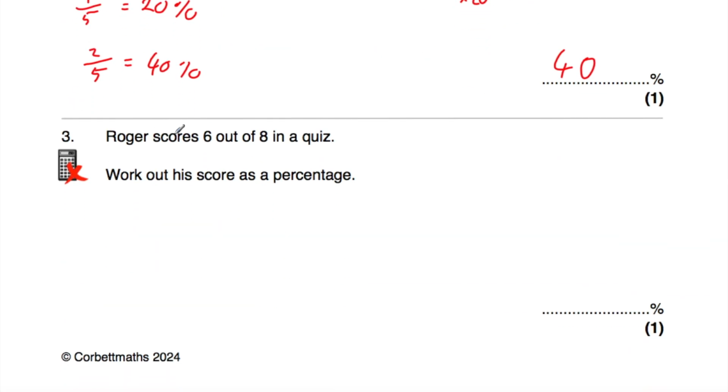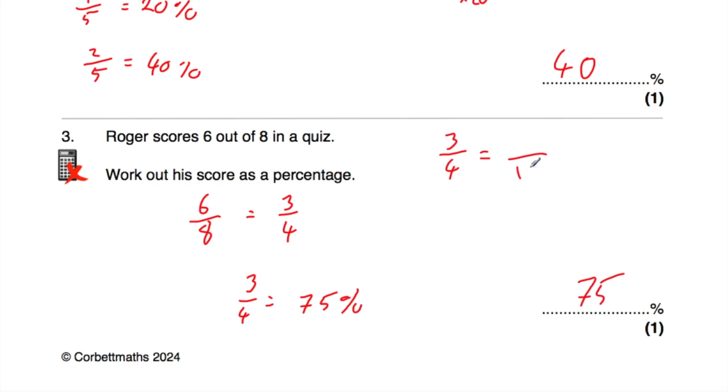Okay, so question number 3, we're told that Roger scores 6 out of 8 in a quiz. We've been asked to work out his score as a percentage. So again, this is quite a nice one because 6 out of 8, let's write it as a fraction, 6/8. And 6/8 cancels down to be 3/4 because both the numerator and denominator are divisible by 2. So that means that Roger answered 3/4 of the questions correctly. Now we need to write this as a percentage, and again you should really know this, that 3/4 is equal to 75%. So the answer would be 75%.